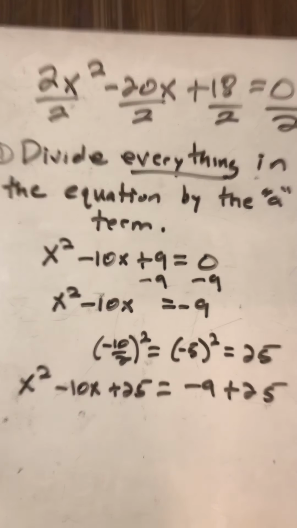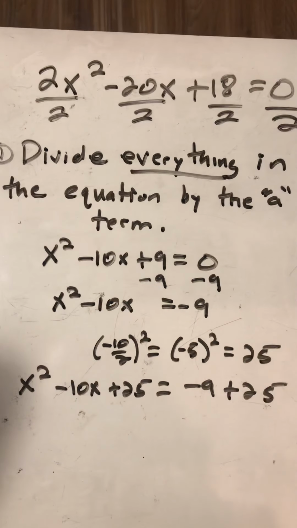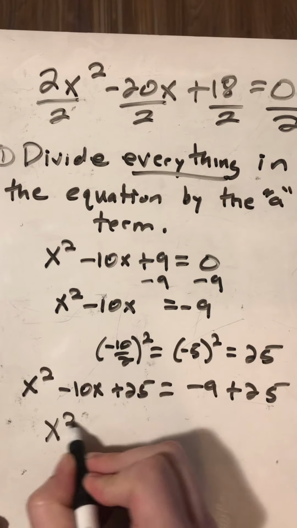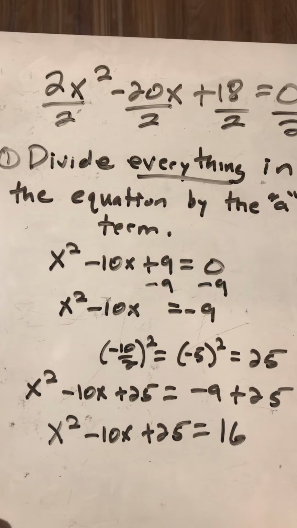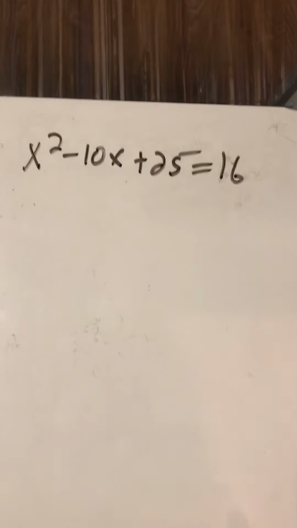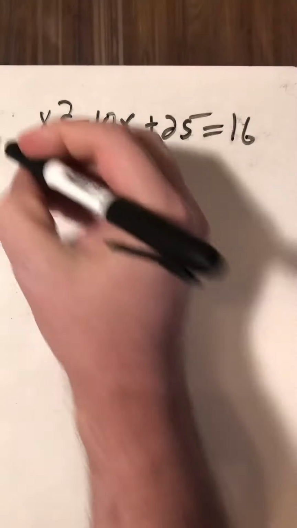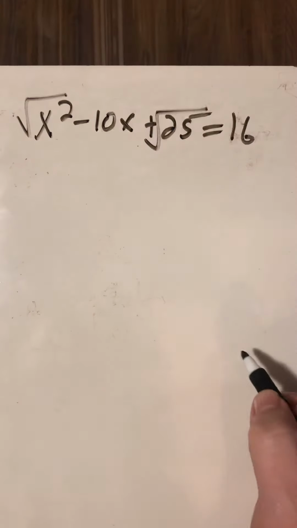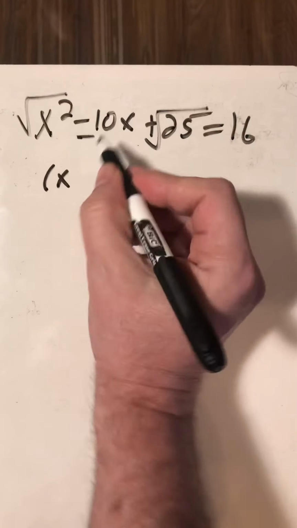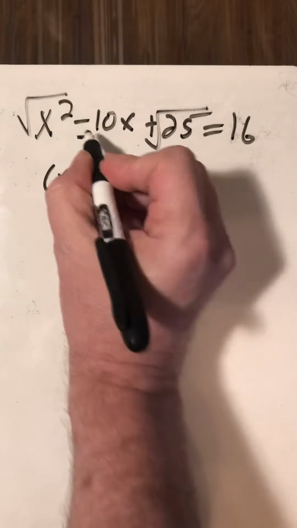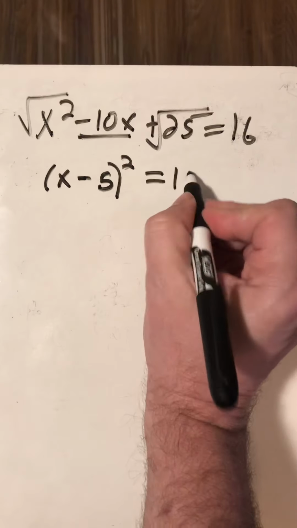All right? So I'm going to continue simplifying this. I've got x squared minus 10x plus 25. That's going to equal 16. So x squared minus 10x plus 25 equals 16. So now what I can do is go ahead and factor my perfect square trinomial, take the square root of that, take the square root of that, and then use whatever sign is in the middle. So I'm going to have x, and that's going to be minus 5 squared. x minus 5 squared equals 16.